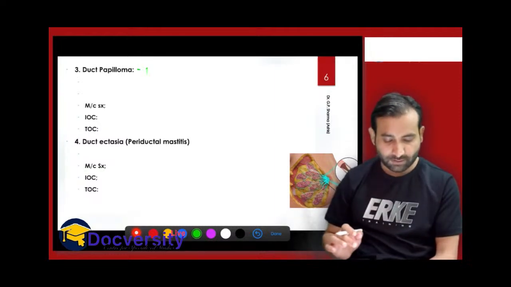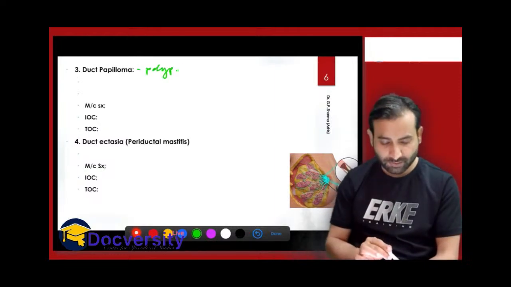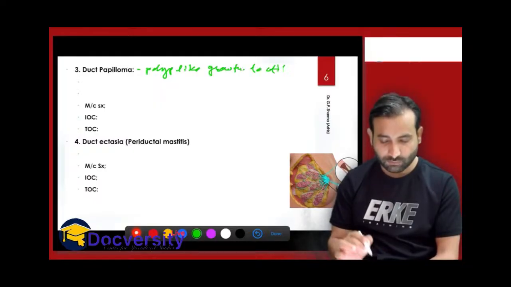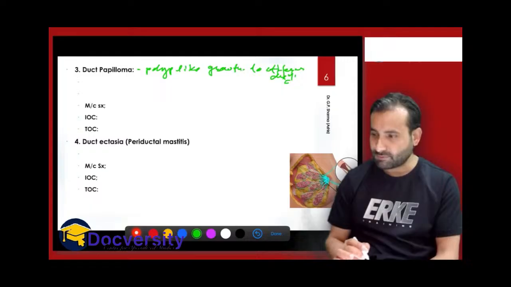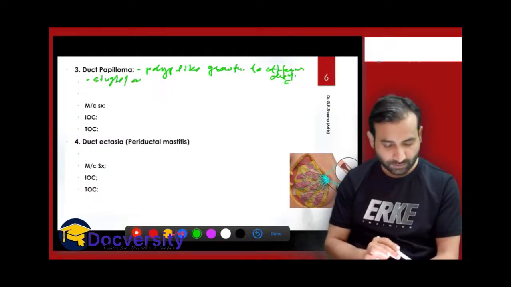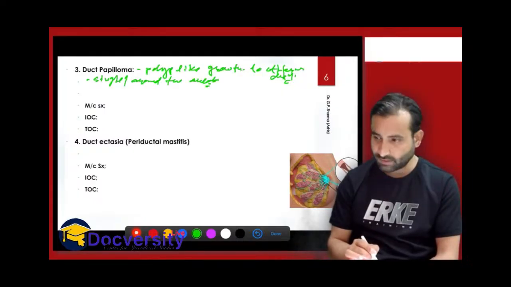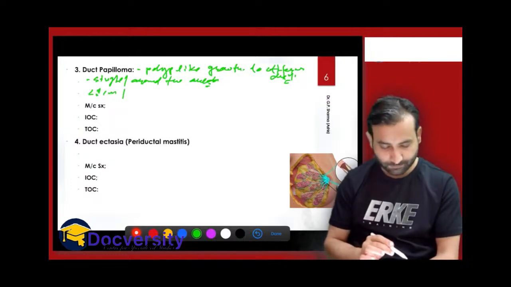Then we go to the duct papilloma. Duct papilloma actually means what? It's a polyp-like growth in the lactiferous duct. Lactiferous duct, right? So this is a duct papilloma, and it is single, right? It is usually around the areola. Is that okay? And then the size is usually less than 1 centimeter.